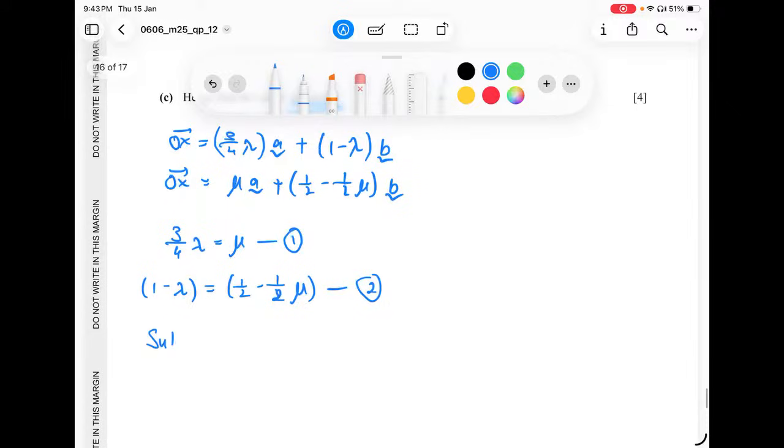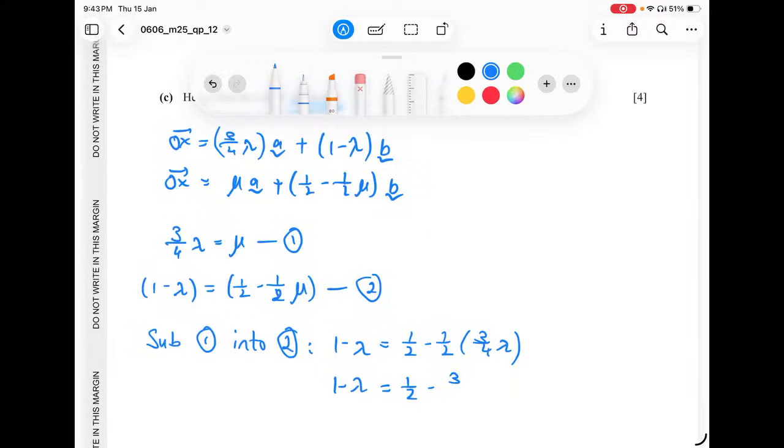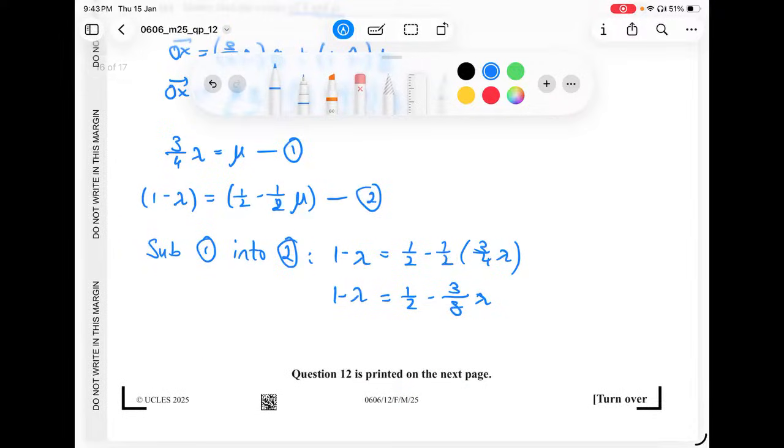You substitute 1 into 2. So when you substitute 1 into 2, you will do 1 minus lambda equals half minus a half 3 by 4 lambda. So 1 minus lambda equals half minus 3 by 8 lambda. So now when you move lambda here and negative 3 by 8 plus 1, that should be 5 by 8. 5 by 8 lambda equals a half.